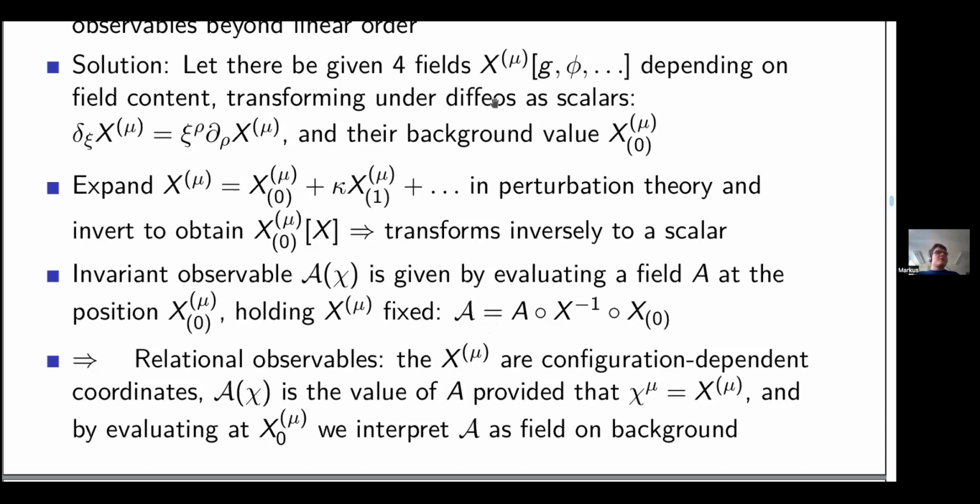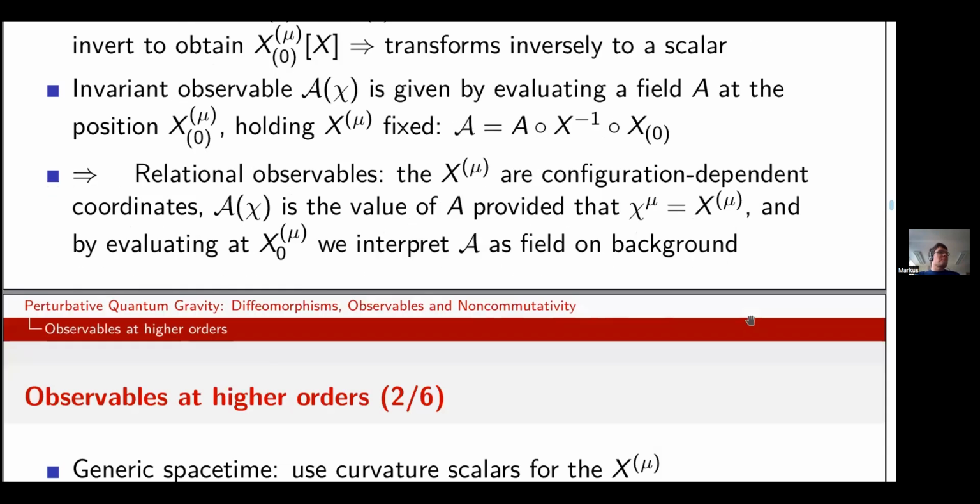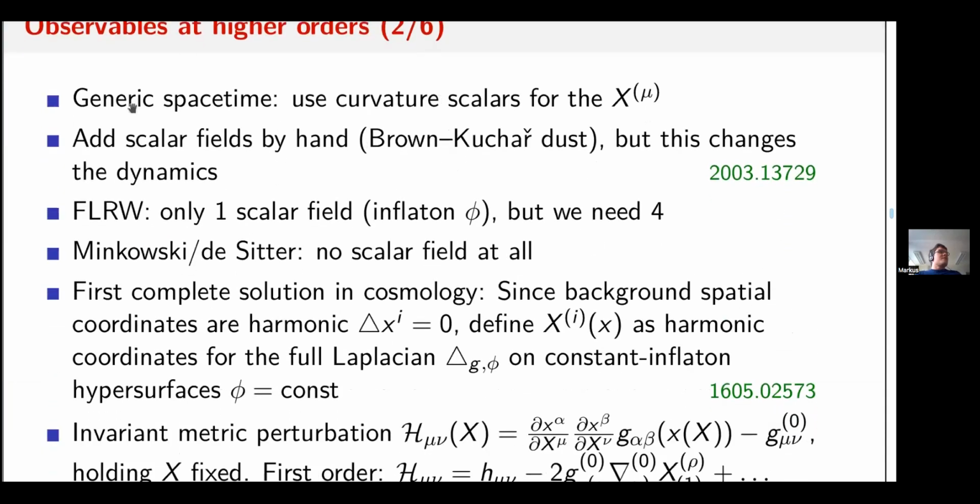And now the question is, how on earth do you find these 4 fields X? We need 4 scalar fields X. How can you find them? Well, if you're in a generic spacetime, so very inhomogeneous, a lot of curvature, whatever, you can just use curvature scalars. Riemann tensor squared, Ricci scalar squared, whatever, anything you like, on a generic spacetime. So it must be generic enough such that the value of these scalars differentiate points. It must change from one point to the other. So you know that the different points have different values because these should be coordinates in the end. So they should change.